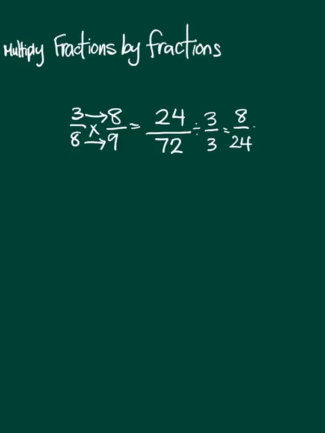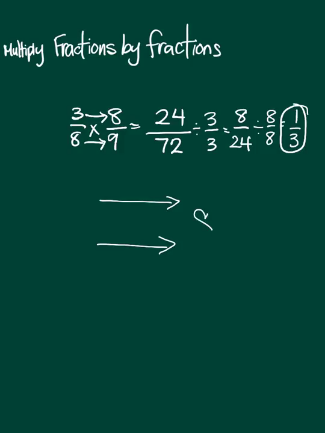And I know that I can divide this further. I know that 8 goes into both of those, so I'm going to divide it by 8. And I get 1/3. So the answer is 1/3. So that's how you multiply fractions by fractions. When you multiply fractions by fractions, you simply multiply across the denominator and the numerator, and then you always want to simplify.